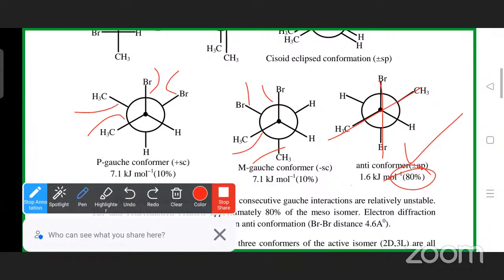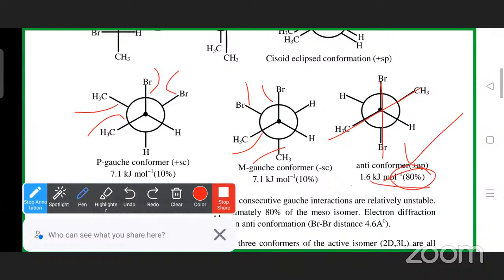In stereochemistry, we call the percentage of the molecule or the formation of the product the population. And in synthetic chemistry, we call it yield. So this is formed as the major compound. The anti-conformer is major, the remaining are minor.